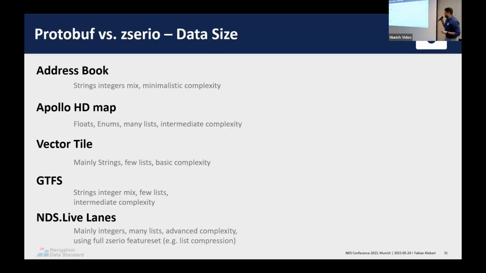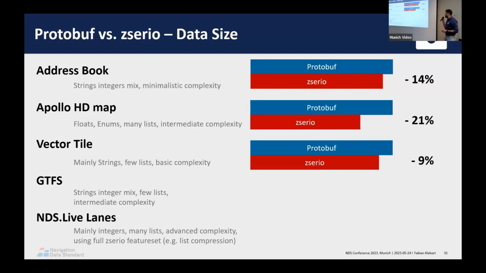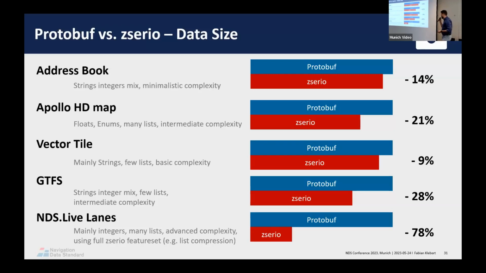Good. When we're looking at data size, for the address book, Serial is roughly 14% smaller. For Apollo, it is 20% smaller. For vector tile, 10% smaller. For GTFS, roughly 28% smaller. For the NDS Live Lanes, it's about 80% smaller. This is because the schema is already very compact, and there is no representation of, say, a 3-bit or 4-bit data type. The next size up in Protobuf is 4 bytes, which is the UINT32. This is where these numbers come from, because simply these features were not possible to do.